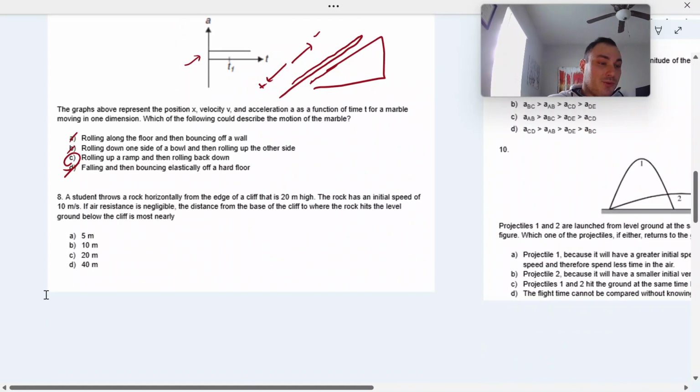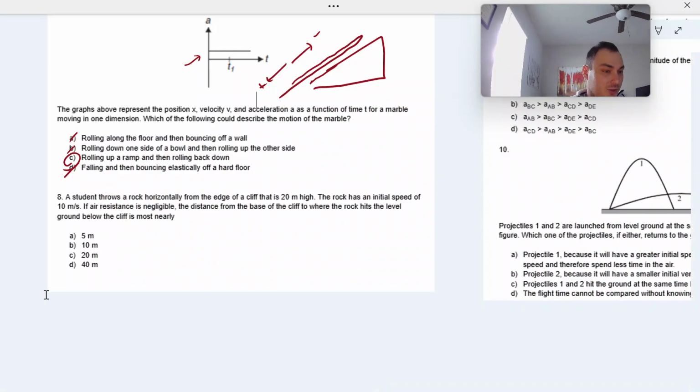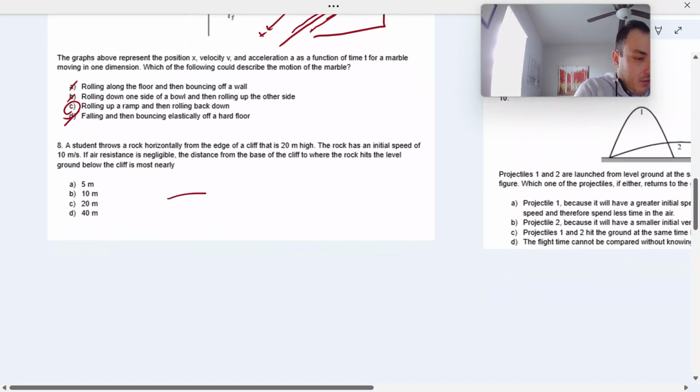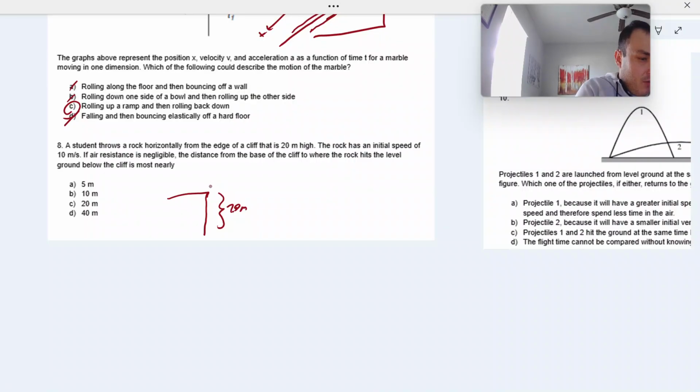A student throws a rock horizontally from the edge of a cliff that is 20 meters high. The rock has an initial speed of 10 meters per second. If air resistance is negligible, the distance from the base of the cliff to where the rock hits the level ground below the cliff is most nearly. Okay. We have a cliff. That cliff is 20 meters high, and we throw a rock horizontally at 10 meters per second.